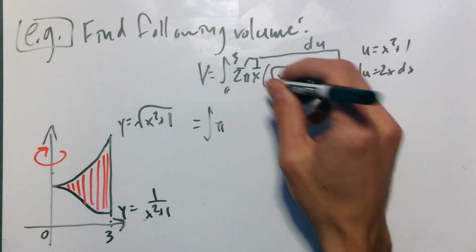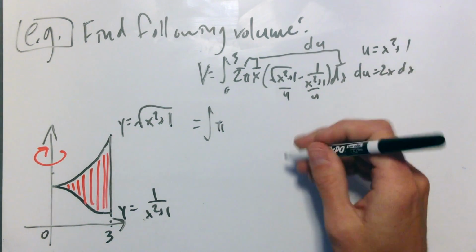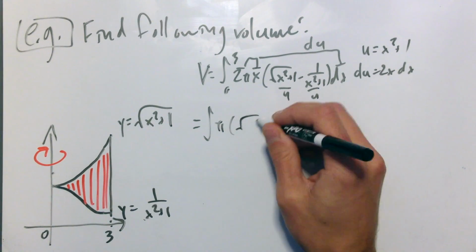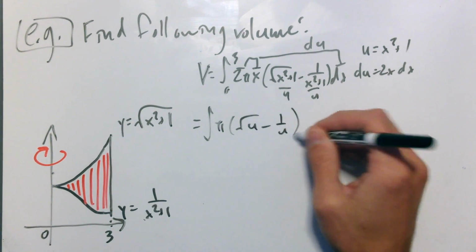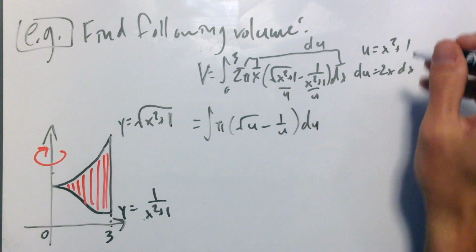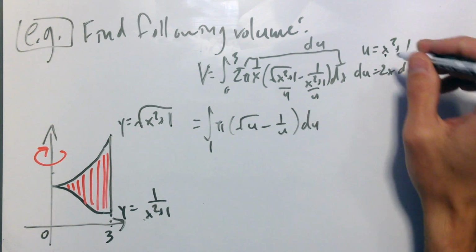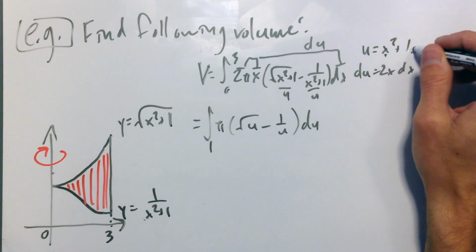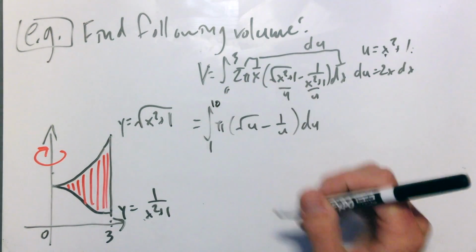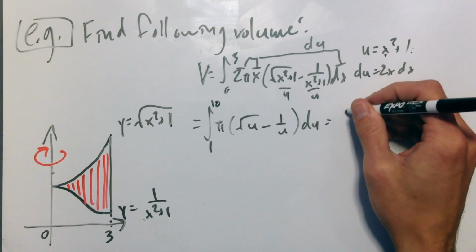So I'm accomplishing all sorts of things with this. So I get pi, because pi isn't part of any of this, times the square root of u minus 1 over u du. And when x is equal to 0, u is 0 squared plus 1, which is 1. When x is equal to 3, u is equal to 3 squared plus 1, which is 9 plus 1, which is 10. Great.